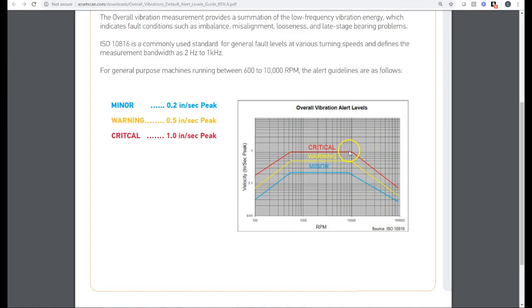As the machines go faster than that 6,000 RPM, we decrease the alert limits, looking for a smoother running machine. And for slower running machines, we also reduce the alert levels. A lot of times these slower machines are larger machines, and there just is not that much energy in a slow moving machine, so we need to lower the alerts to find the problems.